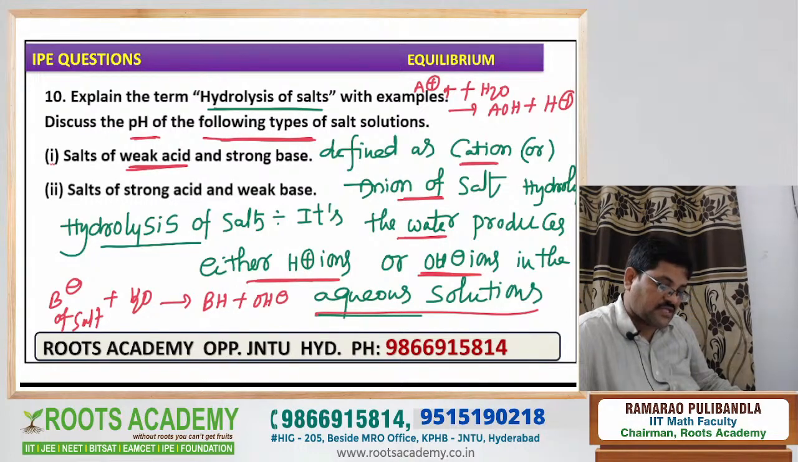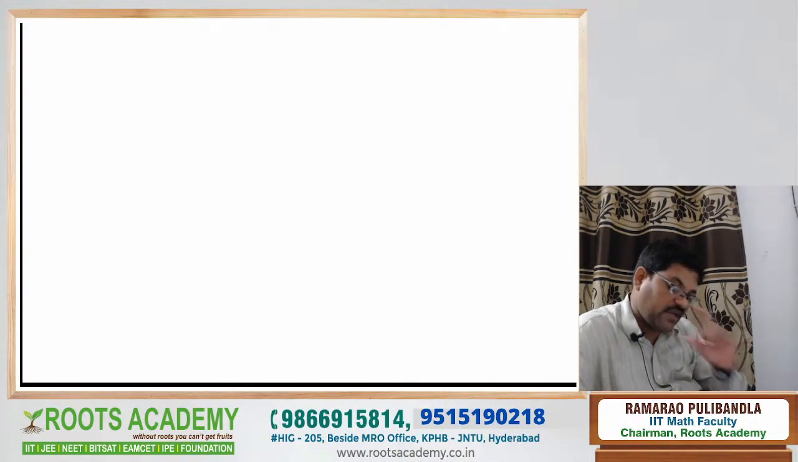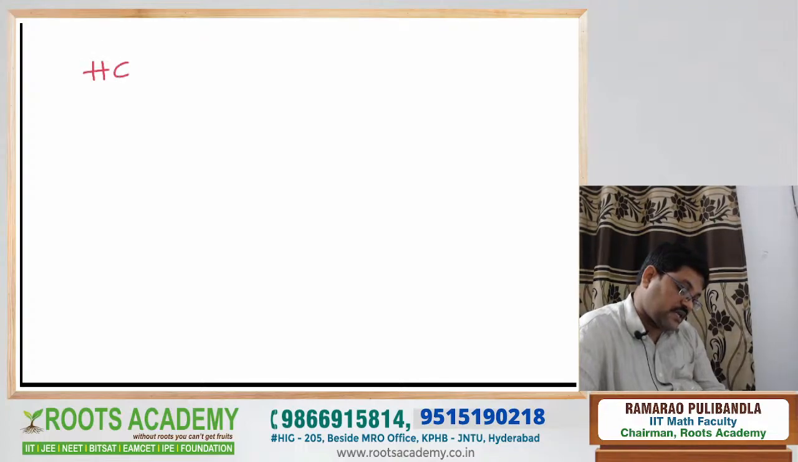Salt of the weak acid and strong base. Next example, salt of the strong acid and weak base. Now see that, salt of the weak acid and strong base, students. Take the example of weak acid: hydrocyanic acid is a weak acid, and NaOH is a strong base.